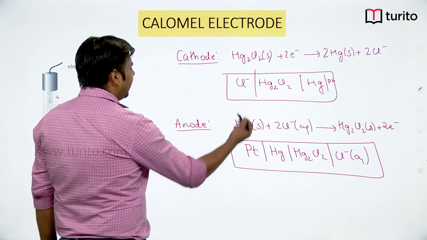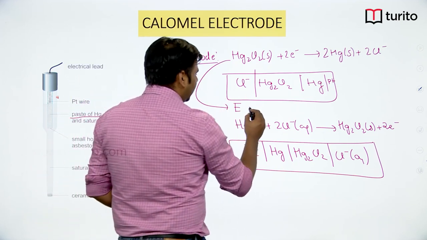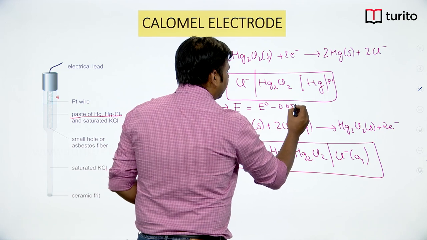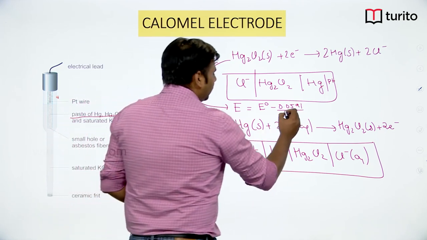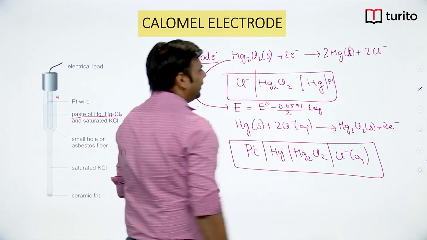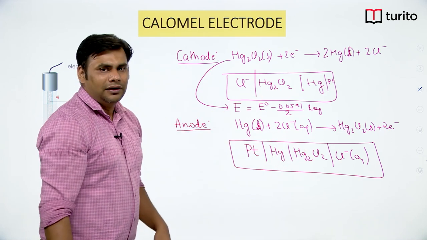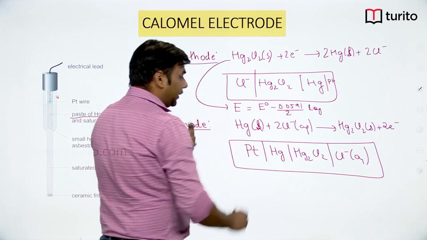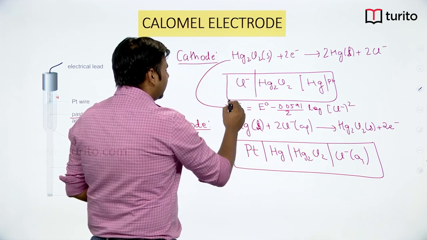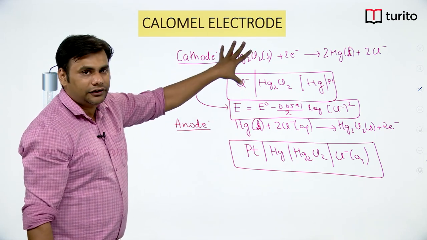So if we want to write the EMF of this, the reduction potential would be E naught of this minus 0.059 upon n, where n over here is 2, into log of the liquid, because mercury is a liquid, we are writing it incorrectly, it should be a liquid, which is why we are also separating it with a bar. So E is E naught minus 0.059 upon 2 log of the liquid into the concentration of Cl negative whole square. So this is the E cell, the EMF reduction potential of this half cell.